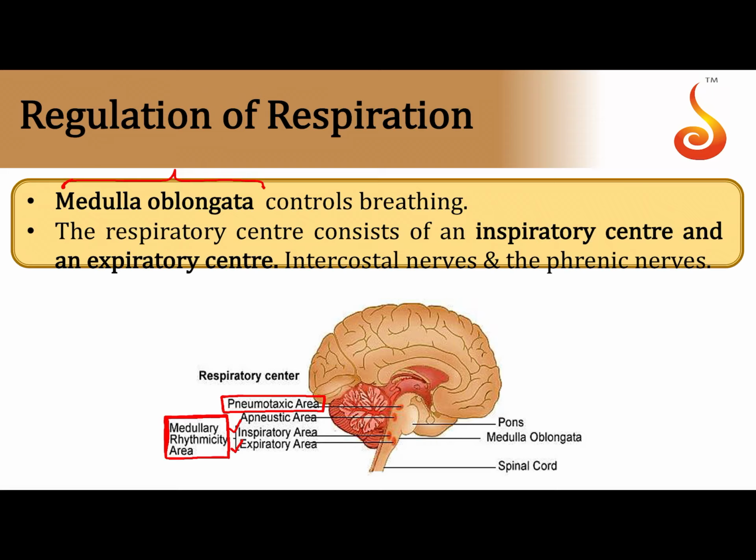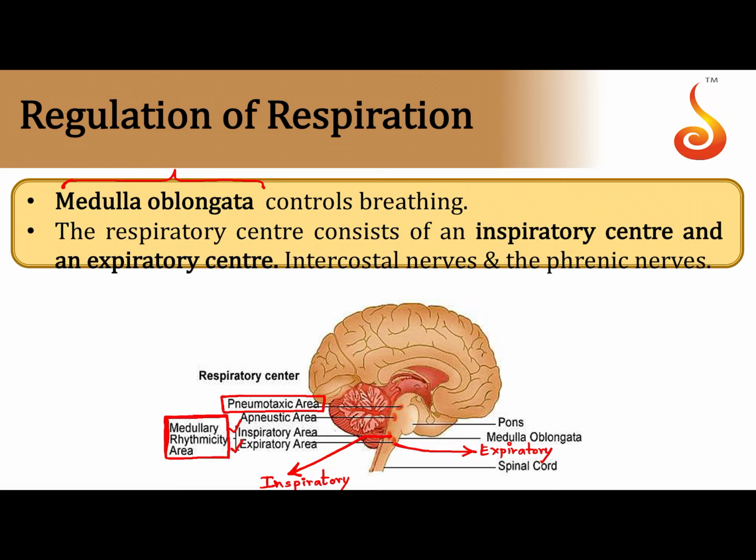And as the name indicates, you need to remember the role of the inspiratory area. The expiratory area, it's the reverse. The ventral area is the expiratory area. So this is the expiratory area, as it is mentioned here, and this is the inspiratory area. So on the ventral side you have the expiratory area, on the dorsal side you have the inspiratory area.